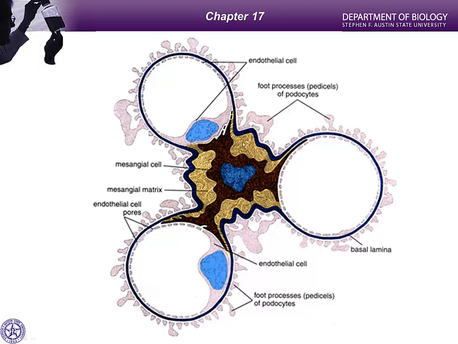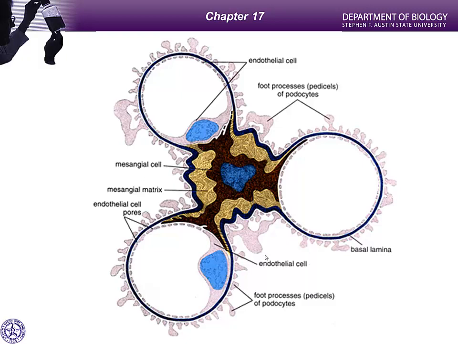But here we have an intraglomerular mesangial cell, and it reaches its cellular processes in between the endothelial cells and the podocytes, scoops out all of the clogged up basal lamina material, phagocytoses it, and the cells continually produce new basal lamina material.